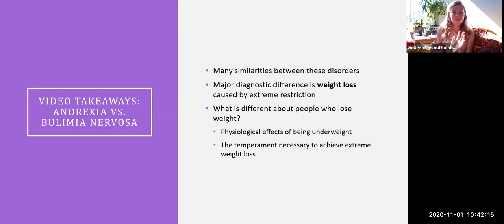When that goal is weight loss, having that temperament makes it possible to lose weight so successfully that you starve yourself and meet criteria for anorexia nervosa. So that temperament, what we'll call the anorexic temperament, is going to be really important for the rest of this lecture. And it's really the main distinction between someone with an eating disorder who will develop bulimia and someone with an eating disorder who will develop anorexia nervosa.